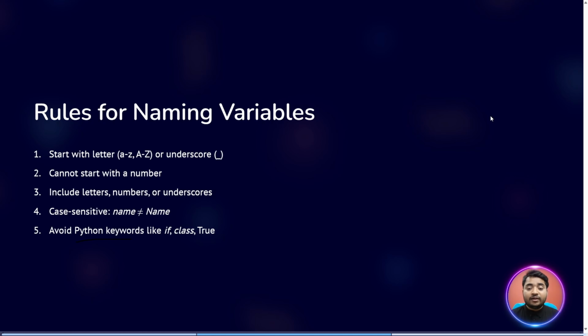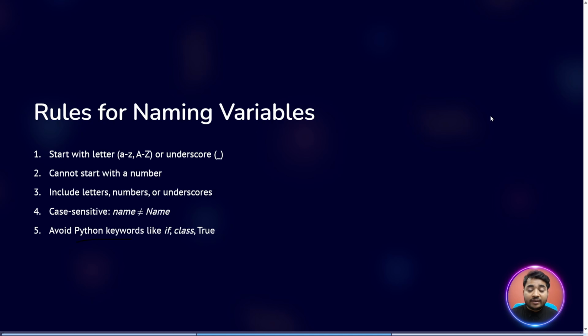What are the rules? We cannot use any special characters except underscore, right? Every variable should start with a letter. It can be capital or small, right? It cannot start with a number. Numbers can be included in between, but not at the start. Very simple thing, okay?